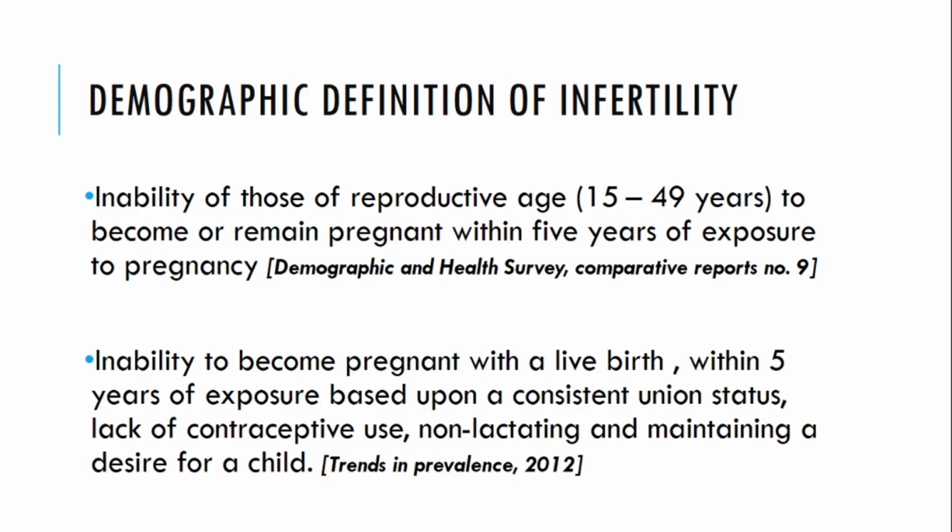For the demographic definition of infertility, it is the inability of those of reproductive age group to become or remain pregnant within 5 years of exposure to pregnancy. WHO defines the reproductive age group as between 15 to 49 years; some literature will write 15 to 44 years. Remember, this is the demographic definition, from Demographic Report number 9. For the trend of prevalence, we define infertility as inability to become pregnant with a live birth within 5 years of exposure, based upon a consistent union status, lack of contraceptive use, non-lactating, and maintaining a desire for a child. All these keywords will come into play each time we are defining infertility.